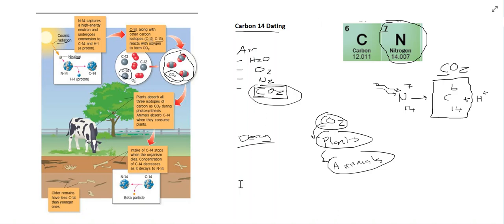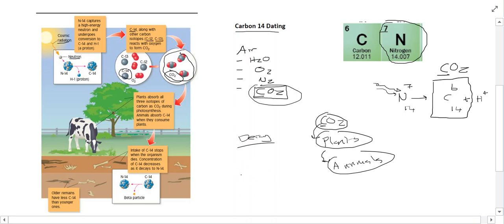Now, what happens, as I was saying, is that carbon-14 is unstable and it spontaneously breaks down. So carbon-14 is a radioisotope, and it emits beta particles, and it has a half-life of 5,730 years. So that's the half-life of carbon-14.